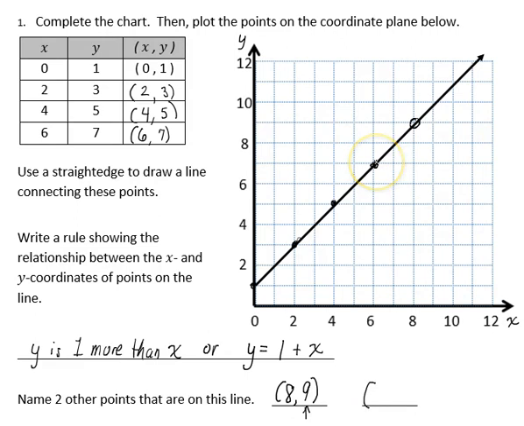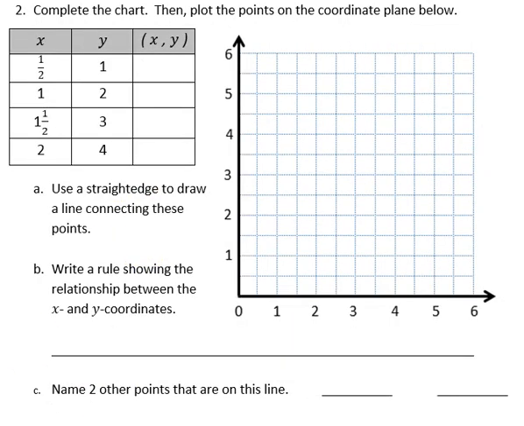I could also write a point just by following the rule. So for example, if I randomly chose 3 for my x-coordinate, then the y would have to be 4, because 4 is 1 more than 3. Let's look on the plane and see if that is true. If I go over 3 and up 4, you see that the line does go through that point, so that is a true coordinate for this plane.